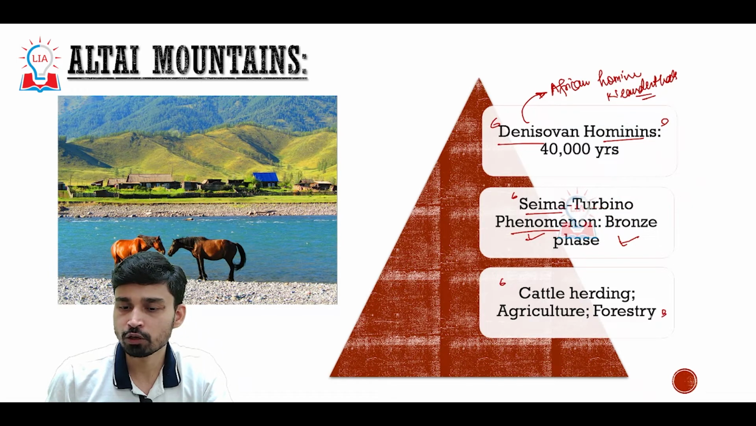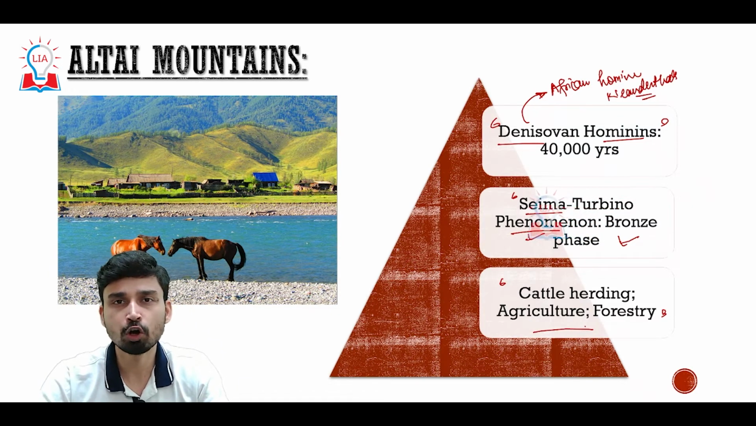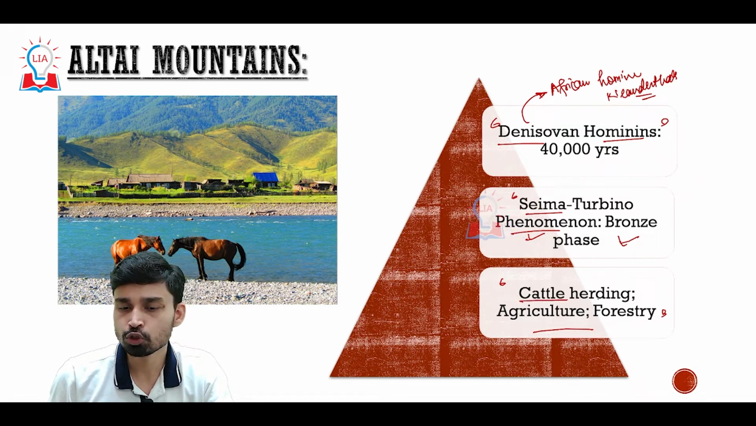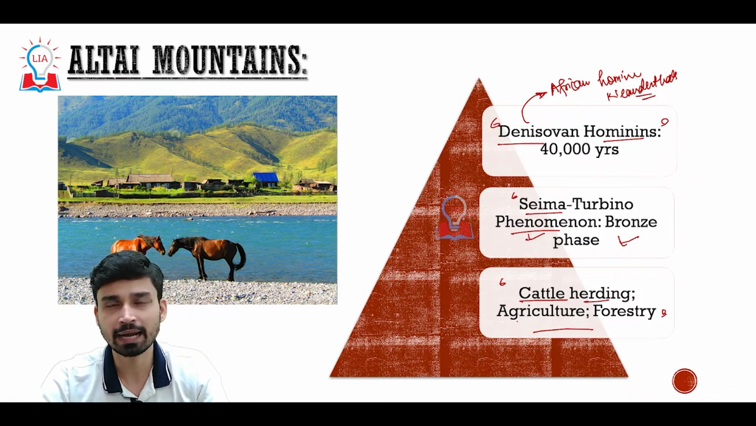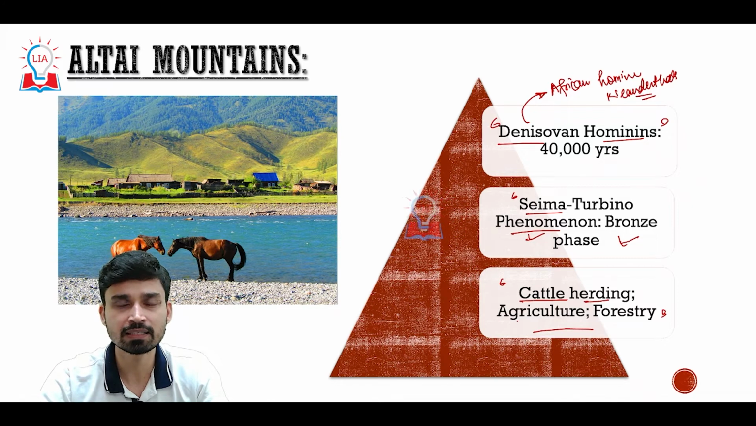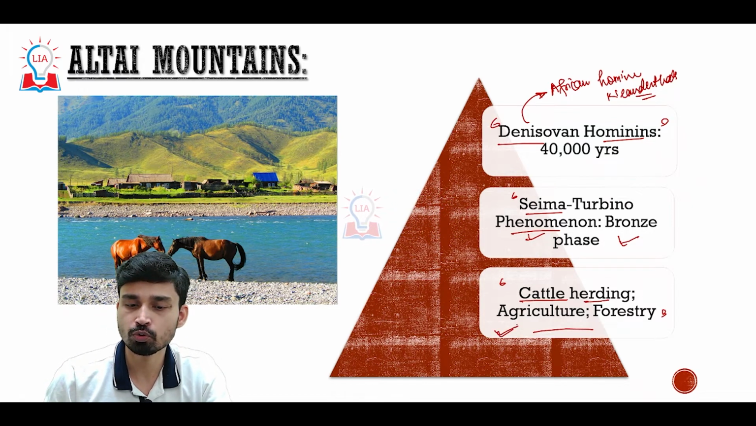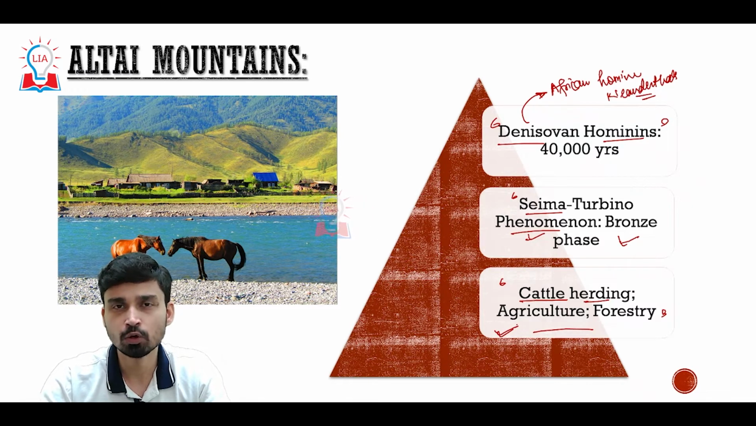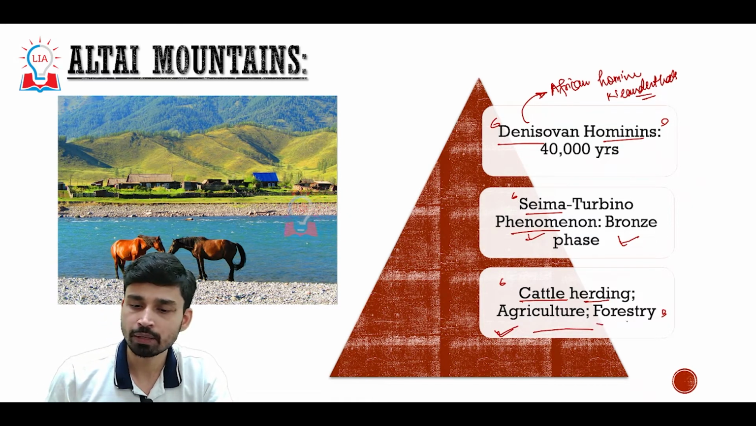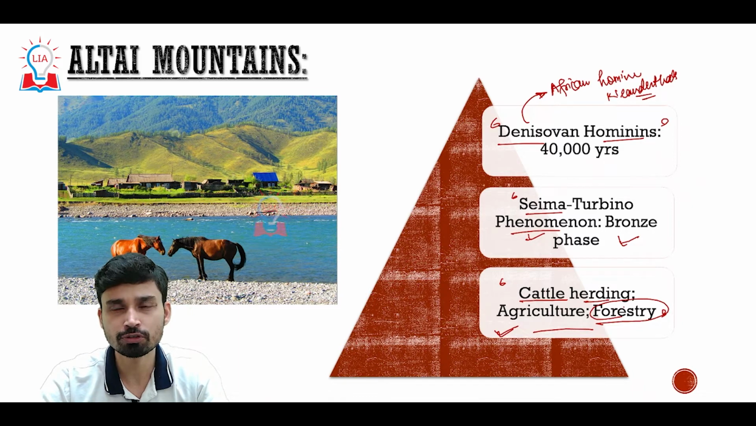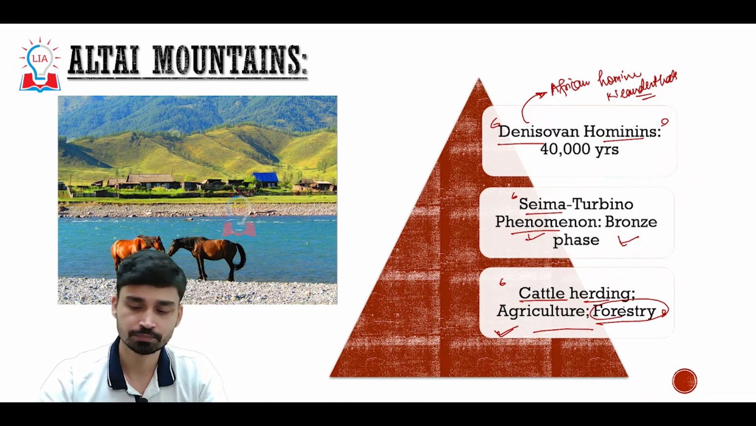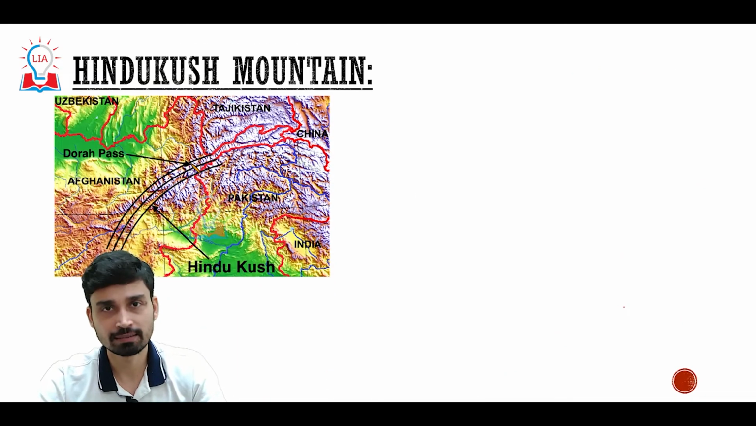As far as economic activity is concerned, a lot of different ethnic tribes live in this area, and most of them engage in activities like cattle herding. That can be animals like bison, horses, sheep, goats, and camels. Apart from that, agriculture is practiced in the lower regions of the Altai mountains, and in some areas forestry is also a major economic activity. So that's all about the Altai mountain.